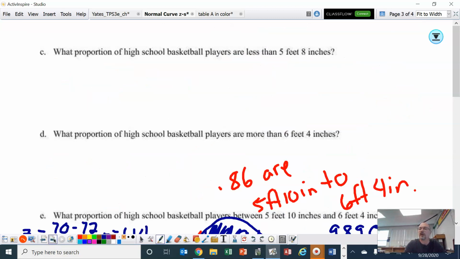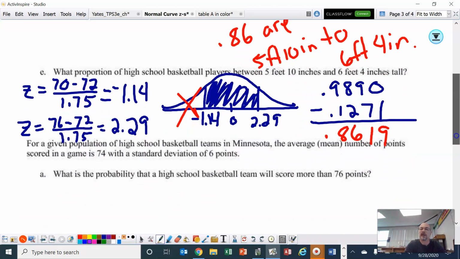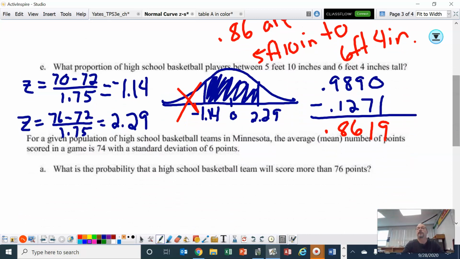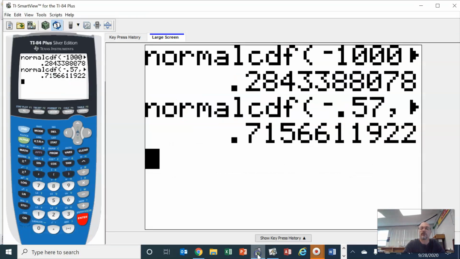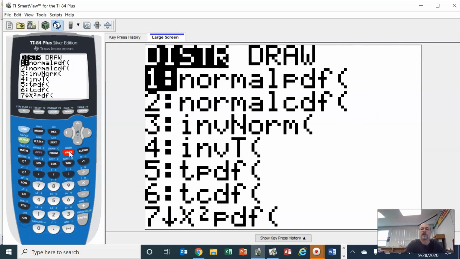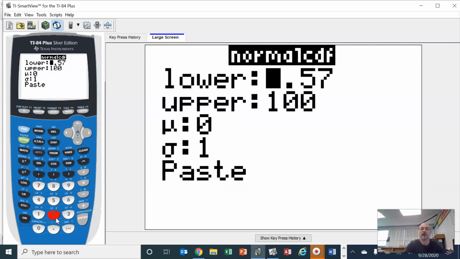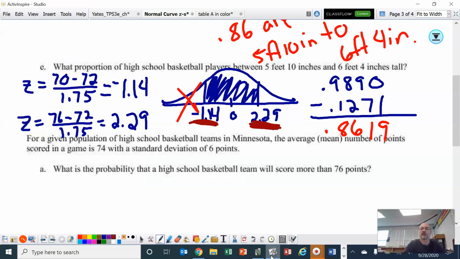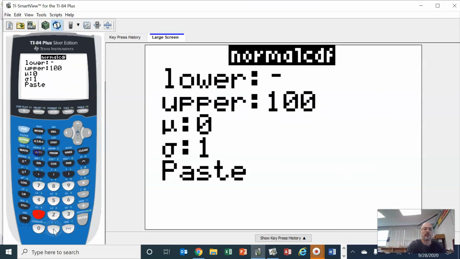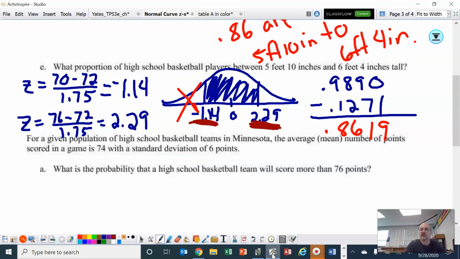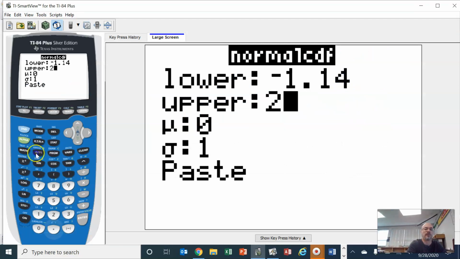Okay, let me do that last one, and I think this video is long enough because it's already past 25 minutes. All right, so this one is the between, right? So the minimum, this time the minimum, ladies and gentlemen, is the negative 1.14, and the maximum or the higher z value is 2.29. All right, so let's see if I can do this. Here we go. So again, number 2, never use number 1. So again, that lower z value is negative 1.14, so negative 1.14. My upper z value this time is the 2.29, 2.29.